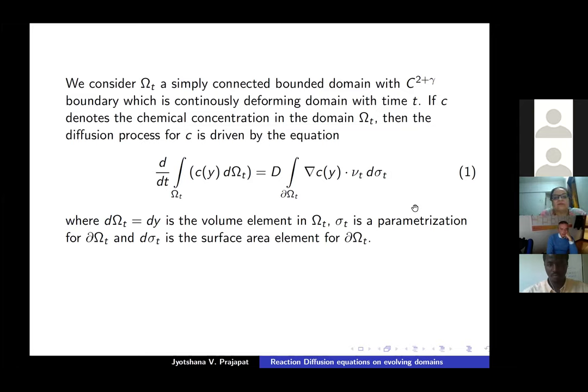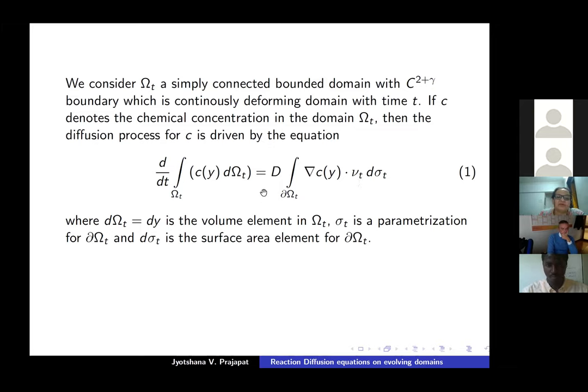So let me go back to the notations. Omega is a domain which is changing with time, with C2 boundary. And I'm going to consider omega t in R^n, Euclidean space. And if we denote C as the chemical concentration in the domain omega t, then this is the equation which drives the diffusion process. Here it really doesn't matter whether I write C as one function or as a vector. For simplicity, I'm just going to write it in this simple form. If one wants to think of it as a vector, one can write it as a vector also. But here it's just one equation to avoid technical complications.